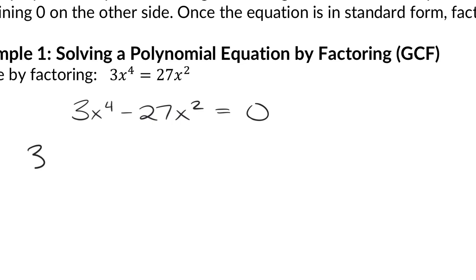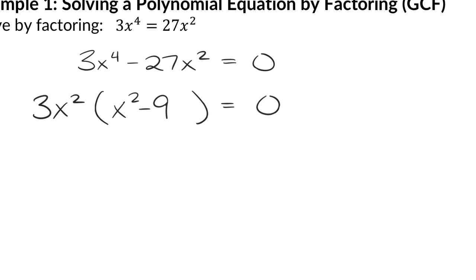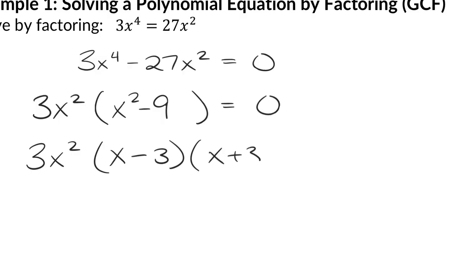Well, they're both divisible by 3 and by x squared. So we just factor out that GCF. 3 divided by 3 is 1, x to the 4th divided by x squared is x squared. 27 divided by 3 is 9, and the x squareds would cancel out. Now you're not just done here though, because hopefully you recognize this is still a quadratic term, and we can factor it one more time. In fact, we can factor this as the difference of two squares, where the square root of 9 is 3, so it's x minus 3, x plus 3.